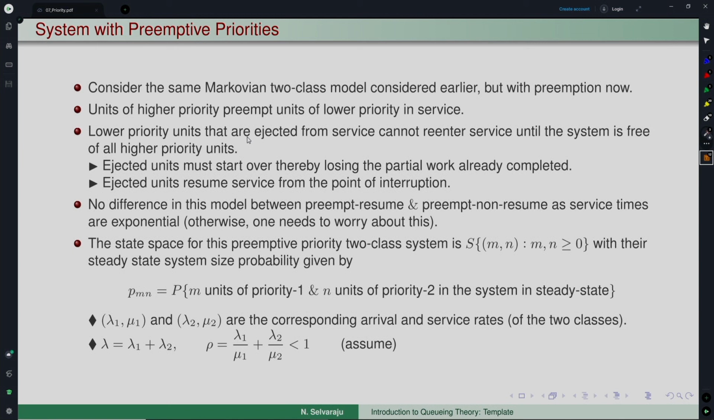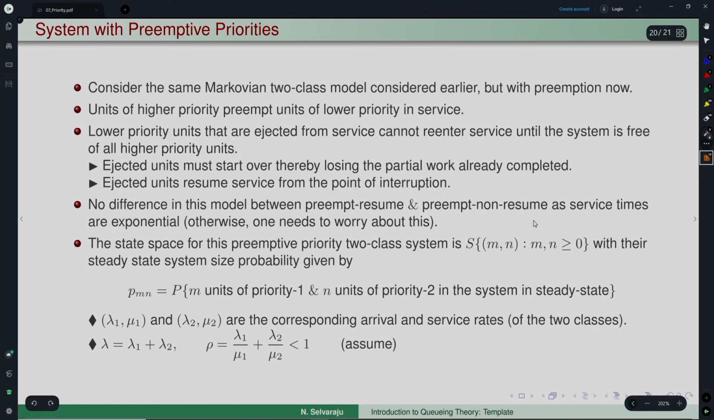Now, what will happen to the ejected units? They must start over, losing all the partial work already completed. This is preemptive non-resume, or the ejected units resume service from the point of interruption. This is preemptive resume regime, right. So, you have preemptive resume and preemptive non-resume. There are two cases here, but because the service times are exponential, there is no distinction between these two.